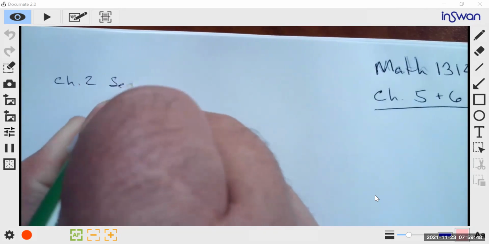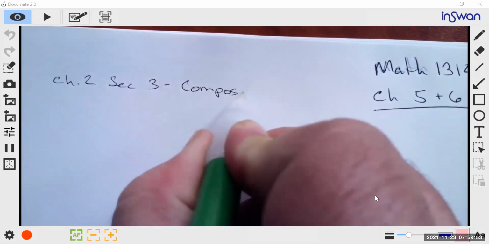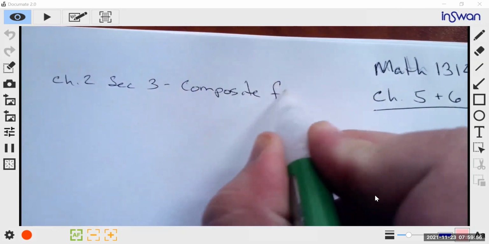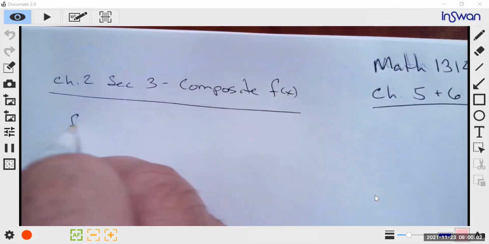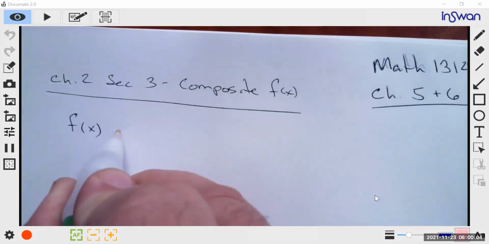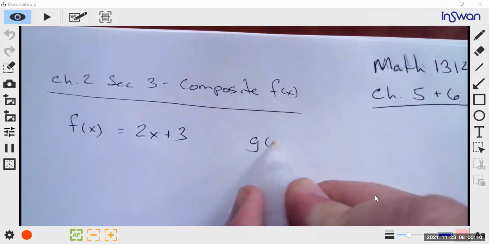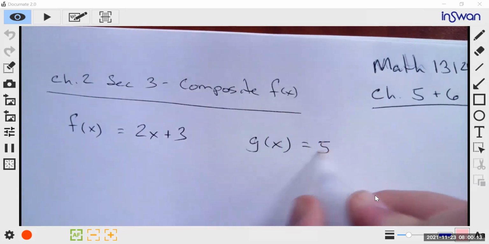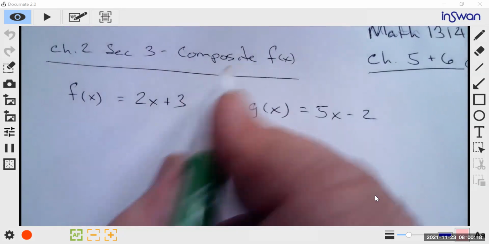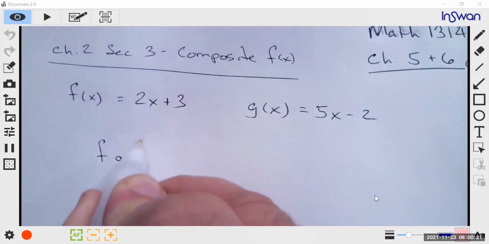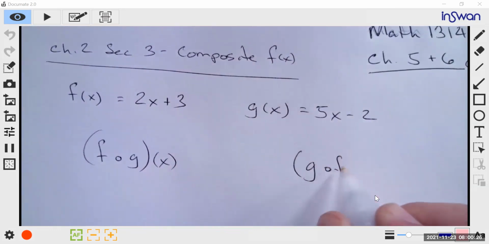Chapter 2, section 3, we did composite functions. For example, if I had two functions, f of x is that, g of x is this. The composite functions were these: the f of g and g of f functions.